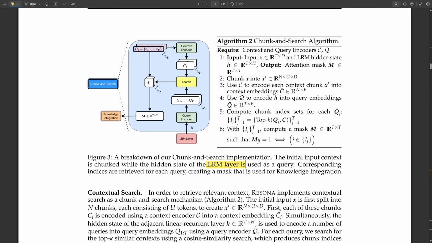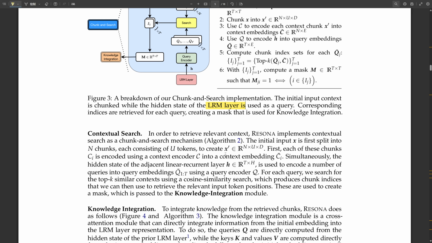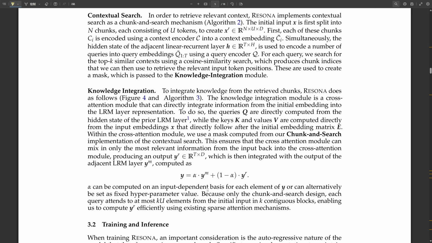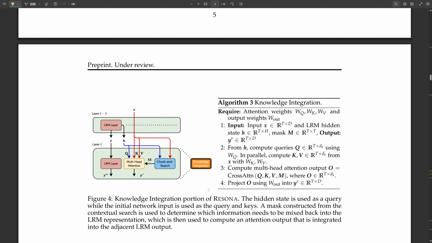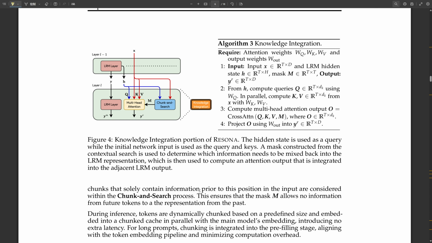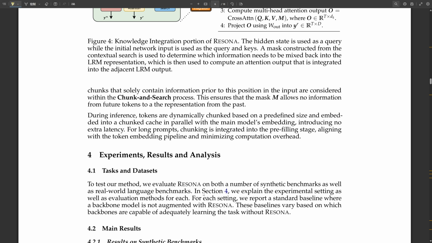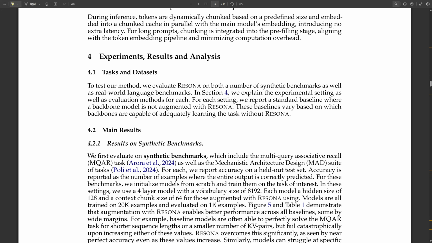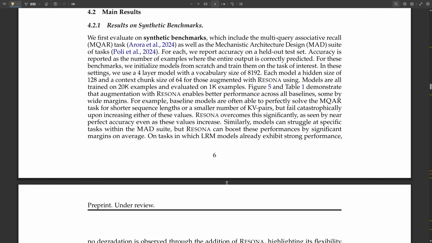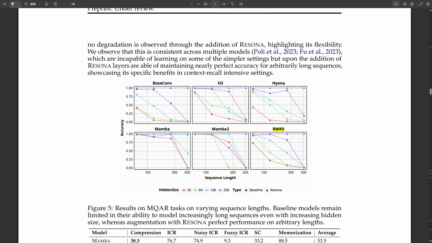Okay, so back to knowledge integration. We're using the hidden state as a query and the initial embeddings as keys and values. Right. And what happens is that the attention mechanism is now focused specifically on the chunks that were identified as relevant in the contextual search. It's like the LRM is saying, okay, now that I know which parts are important, let me really focus on understanding those parts. It's a very good approach to incorporating information. Exactly. And the whole process is laid out in algorithm 3 in the paper.